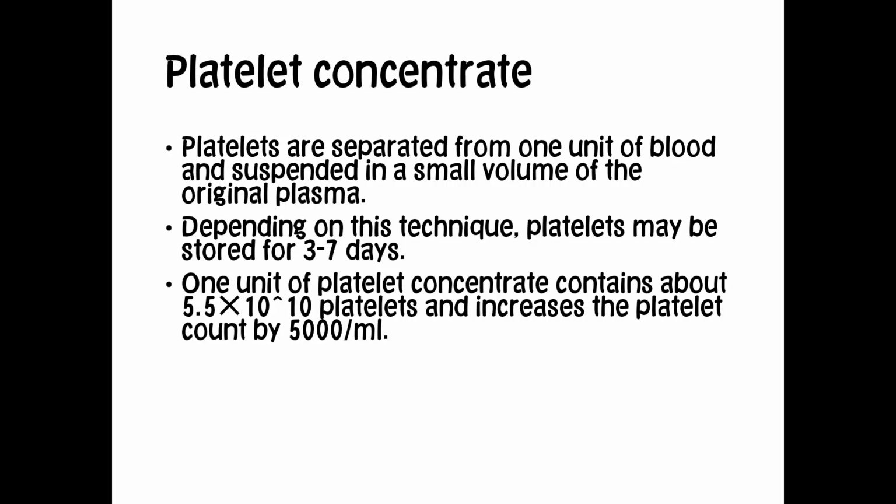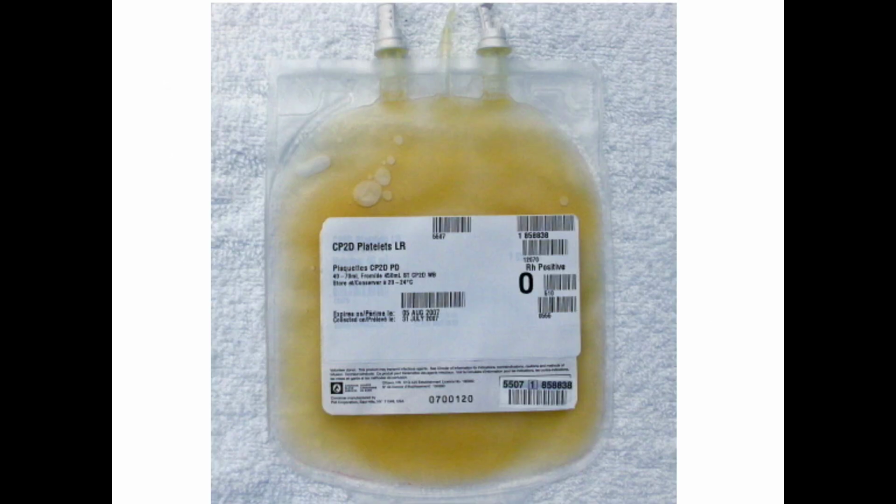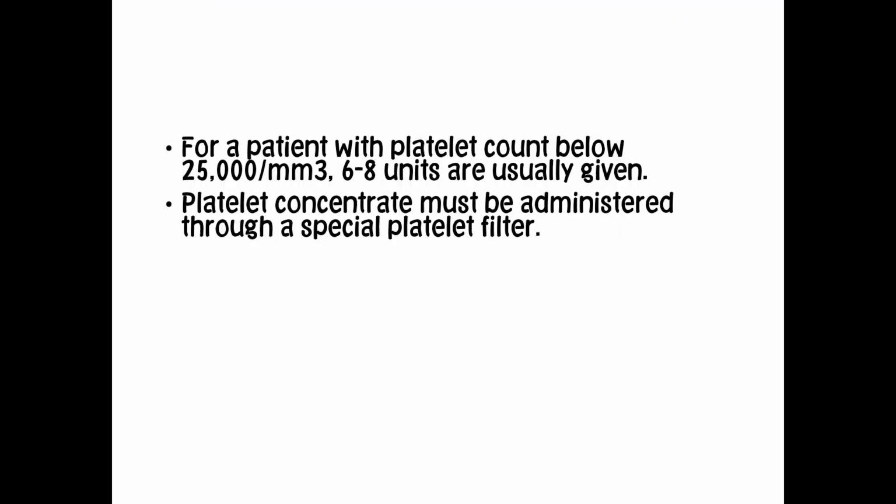1 unit of platelet concentrate contains about 5.5 times 10 exponent 10 platelets, and it increases the platelet count by 5,000 platelets per mL, meaning that 1 unit of platelet concentrate raises the platelet count by 5,000 platelets per mL in the recipient's blood. This is an illustration of a platelet concentrate.